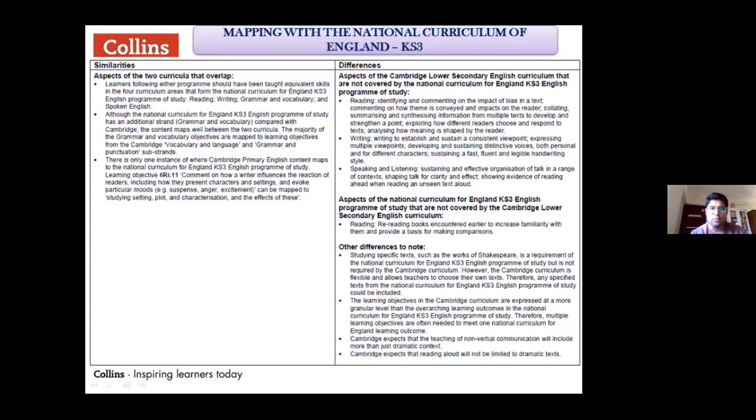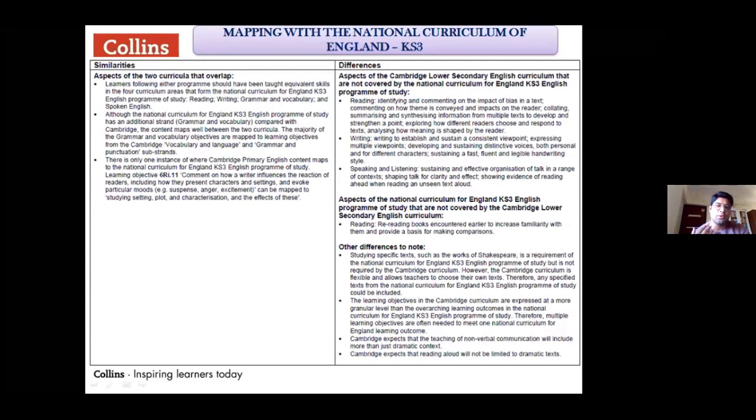and with respect to the 0861 curriculum? Okay, so this slide will give you a detailed understanding. Now over here, our focus and attention will be needed the most. Similarities: learners following either programme should have been taught equivalent skills in the 4 curriculum areas, which we all do. The 4 components: reading, writing, then grammar and vocabulary, and spoken English.